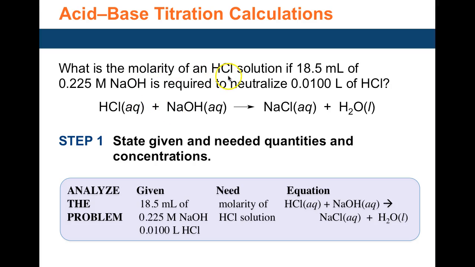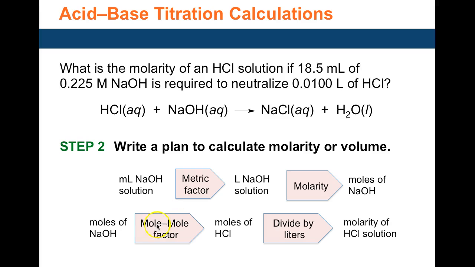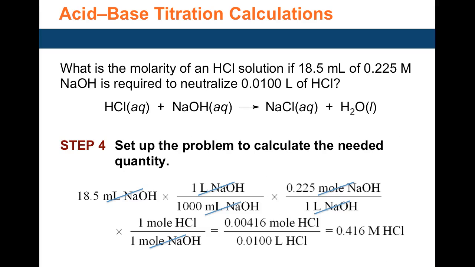All right, what's the molarity of HCl if 18.5 ml of 0.225 M NaOH is required to neutralize 0.01 liters of HCl? Okay, now you can use M1V1 here. So 18.5 times 0.225 divided by 0.01 will give you the molarity of HCl. You can do it this way, or you can save time by using M1V1.